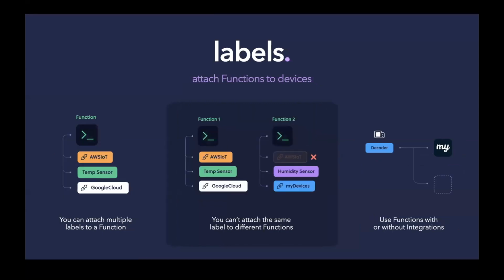So functions. Travis is going to talk more about functions. This is a new feature that we are very quickly adding to console. The first function that we're actually going to be adding is going to be used to decode payloads. In terms of functions and the label relationship, it's very similar to integrations in that you need to use labels to attach functions to devices. You can attach multiple labels to a function, or a single label, depending on your preference.